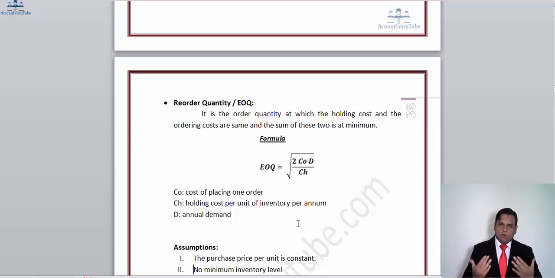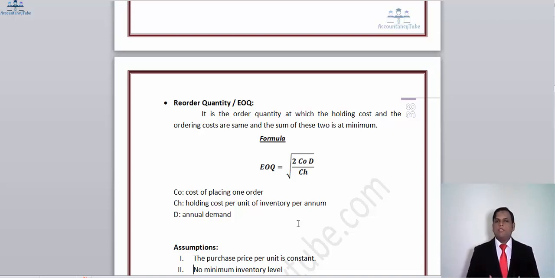So let's just go through it over again. Reorder quantity is the order quantity at which the holding cost and the ordering cost are the same, and the sum of these two is at minimum. Basically, reorder quantity tells the financial managers the level which should be ordered whenever we need to place an order, so that all our costs are kept at the minimum level possible. It's a mathematical formula for this.